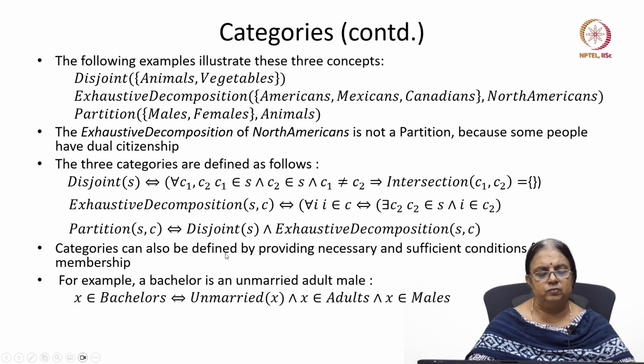Categories can also be defined by providing necessary and sufficient conditions, something like this: X belongs to the category bachelors if and only if they are unmarried, adults and male. So something like that.